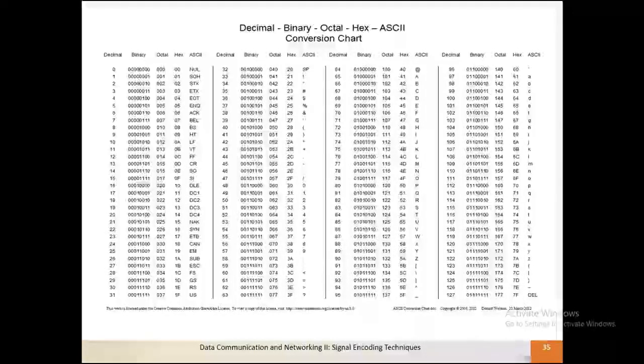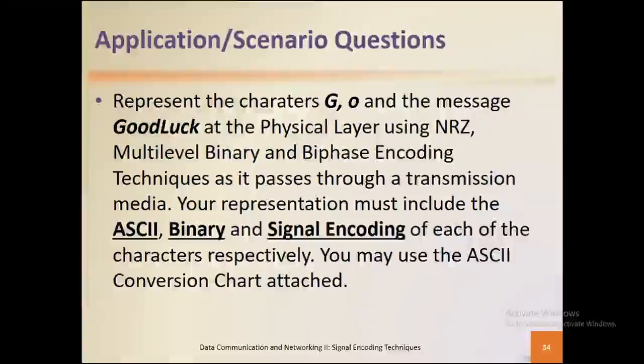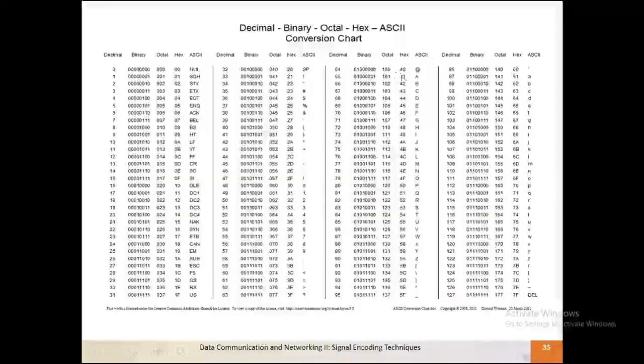Now, going back to that question assignment, you have uppercase G and lowercase o. Uppercase letters start from 65 going up, so uppercase G is 71. Lowercase letters are on the other side, the higher end of the decimals. Lowercase o is 111 in decimal, and the binary is 01101111.